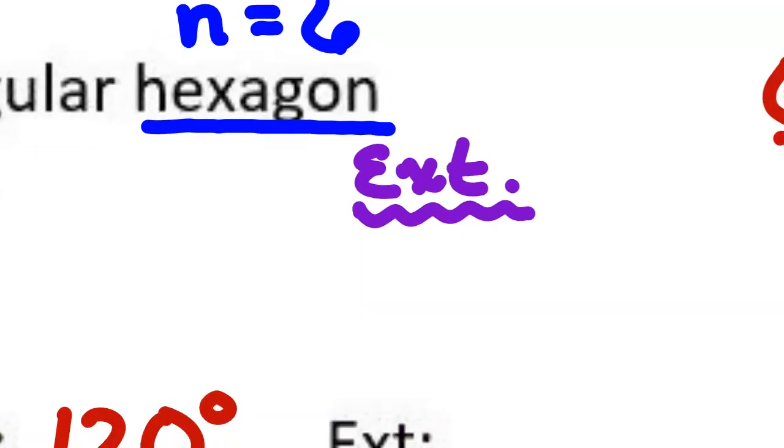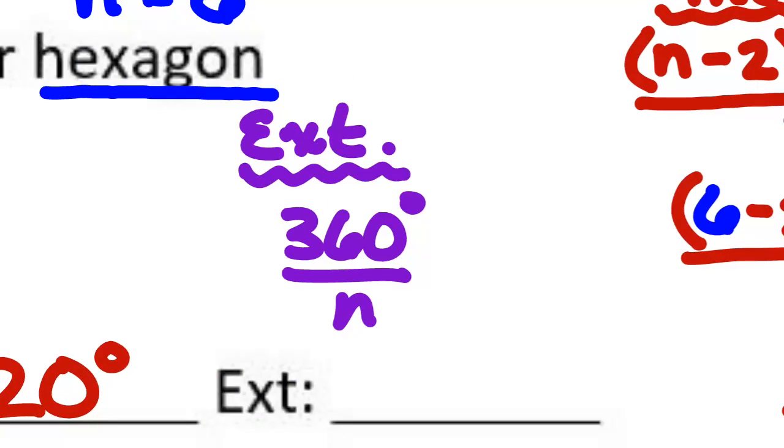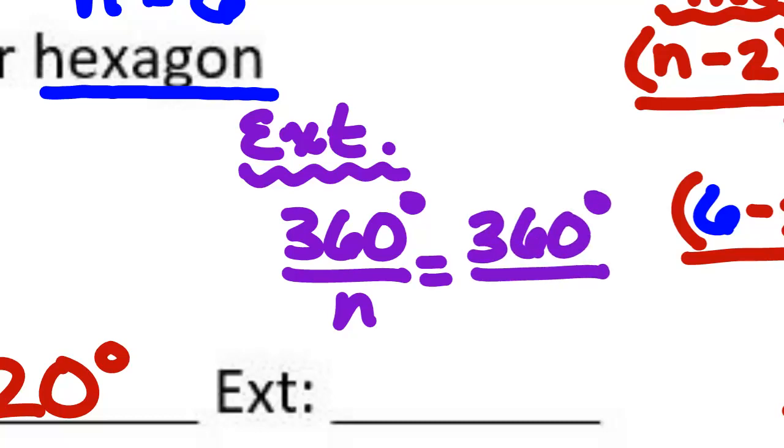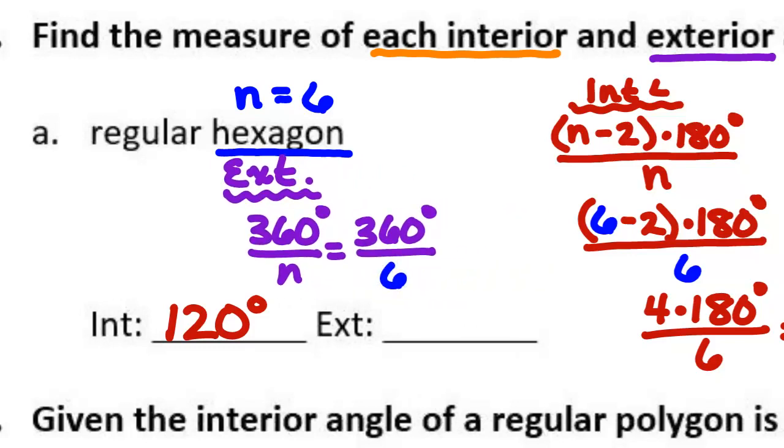For the exterior angle, it is always going to be the same number in our numerator. It's always 360 degrees divided by however many sides we have. So in this case, I would have 360 divided by 6. And what is 360 divided by 6? 60.